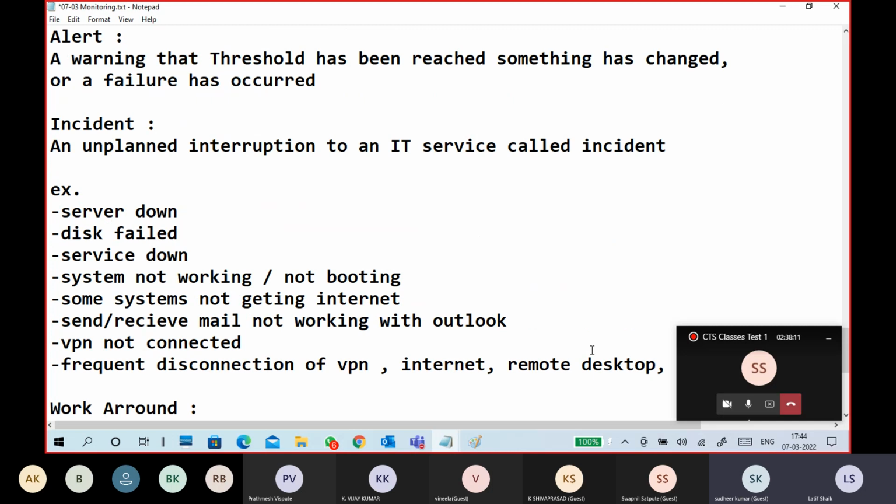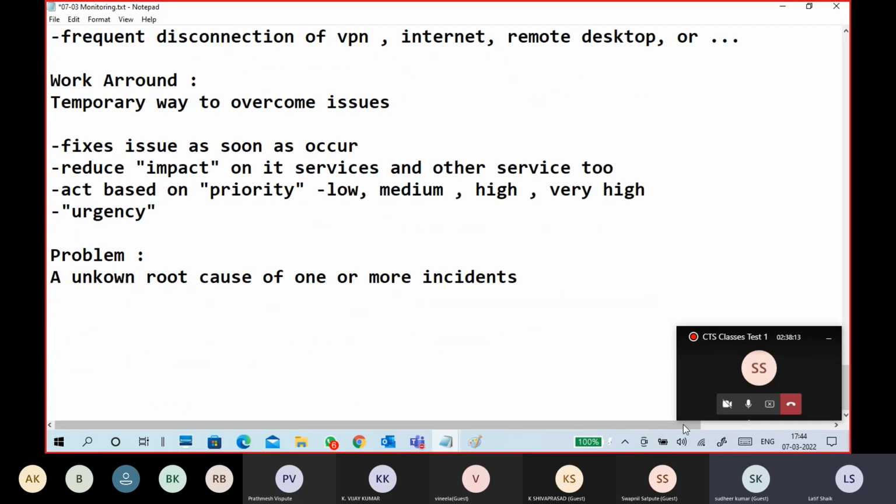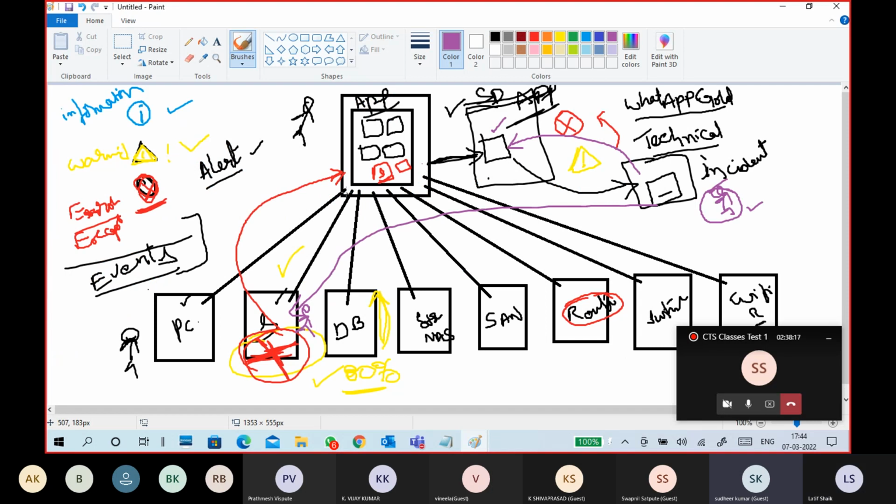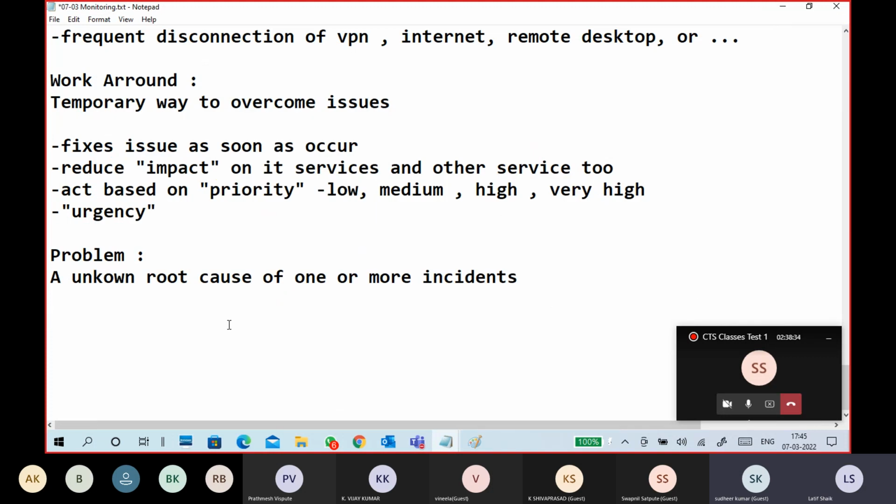I am continuing from the incident part. Why? Because I told only one story here, but this is not the full story. I have to tell about service desk, and then only can I tell the full story of incidents and problems. But anyway, I told incident. You guys understand incident, and problem is very easy: the unknown root cause of one or more incidents.